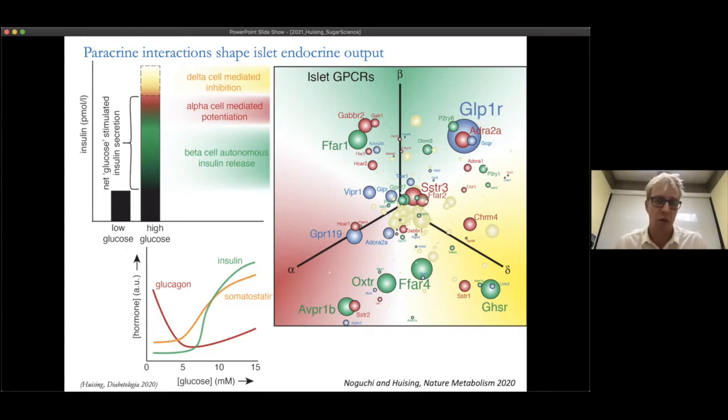And all of these do something. All of these mediate an activation or an inhibition of one or more islet cell types. And we understand some of these, and others we are just now starting to understand.